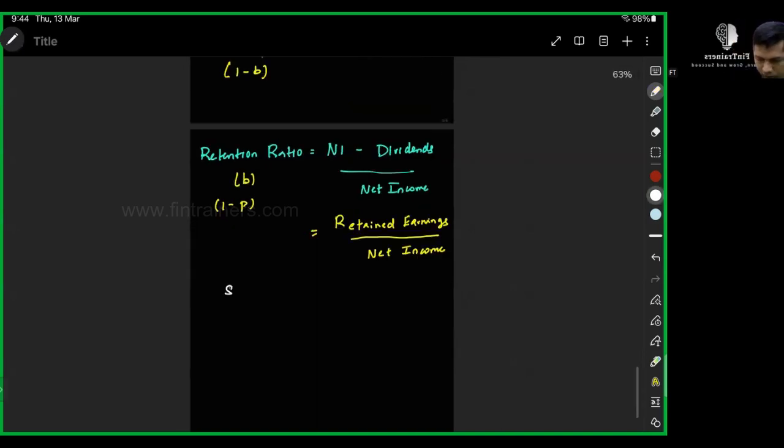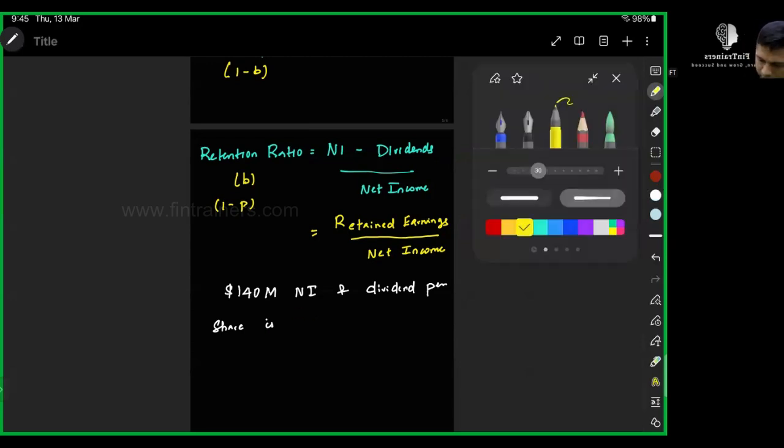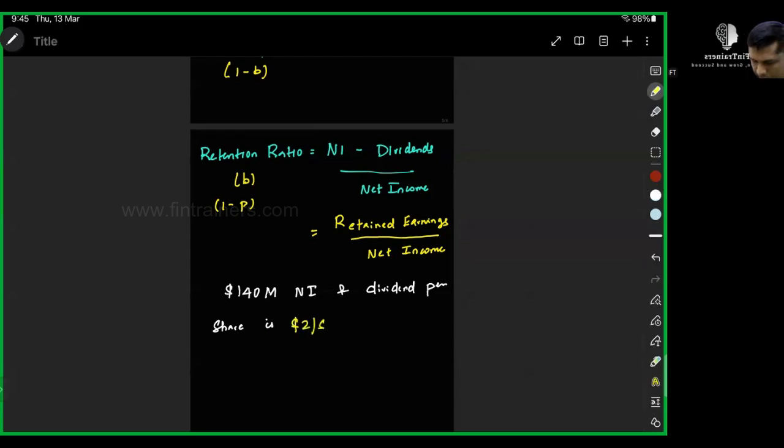If a company has 140 million in net income and their dividend per share is $2, and the total outstanding shares, O/S, is 40 million.